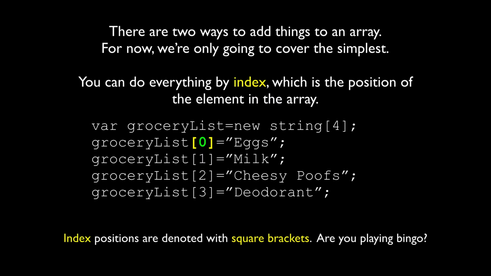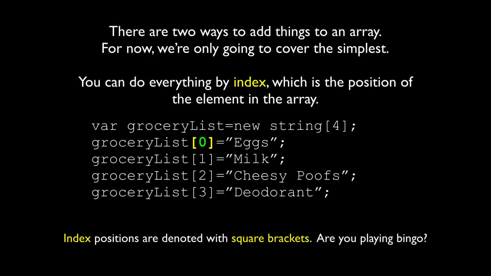But for now, just focus on the key topics, which are the name of the array, in this case, grocery list, the index, which is the position within the array, and that index is a number, and it's enclosed by square brackets.